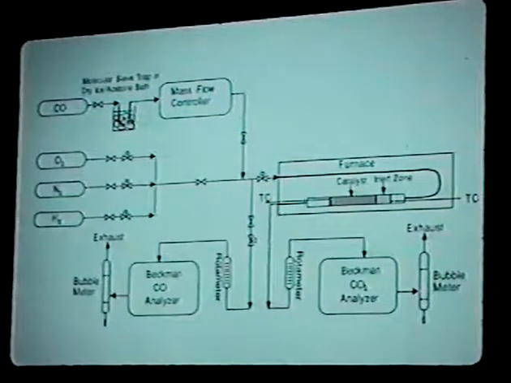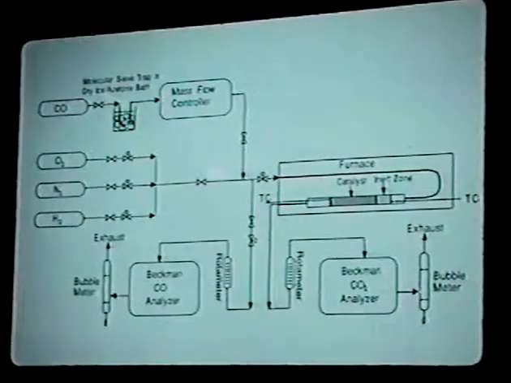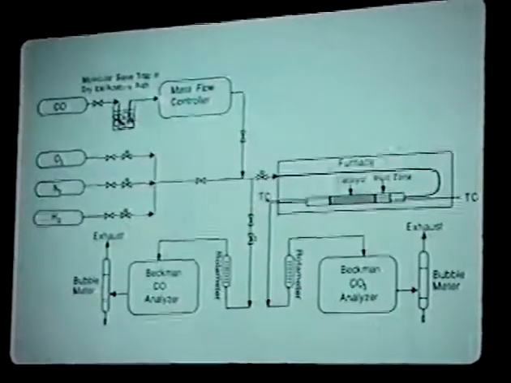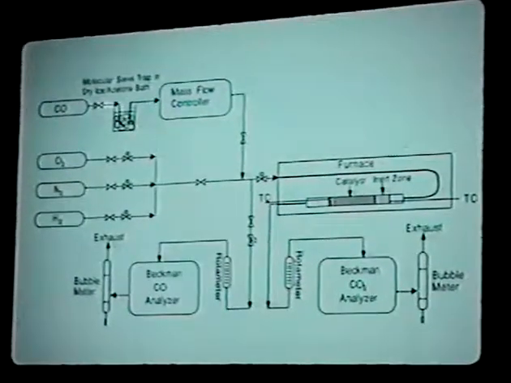So this is our schematic of our experimental setup. We are studying CO oxidation on platinum, and we have CO going into the trap to remove some impurity, through a mass flow controller, and into the preheating zone in the furnace, then through an inert zone and finally the catalytic zone. We have thermocouples at the inlet of the reactor and also the outlet of the reactor to monitor the bed temperature.